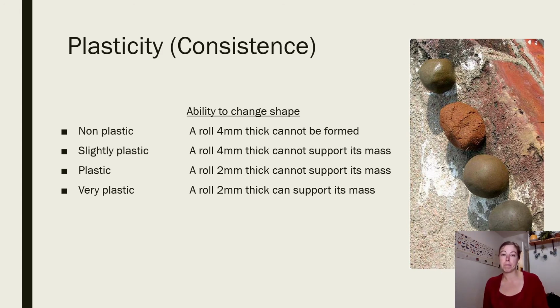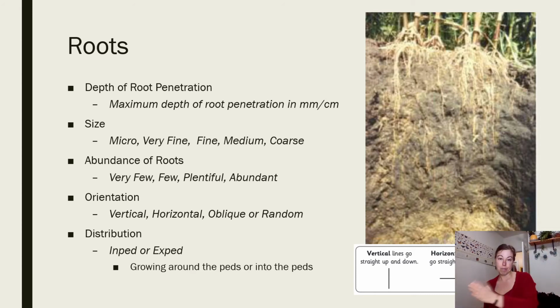How well you can form a 4mm to 2mm ball gives you an idea of how plastic, how moldable, your sample is. Next in our line, after structure and consistence, you do roots, because plant growth is important. You're just describing how deep they go and how big they are, and there are more specific explanations of each of these, like micro, very fine. There are measurements that go with that.